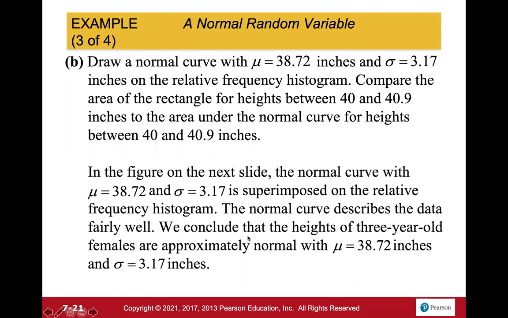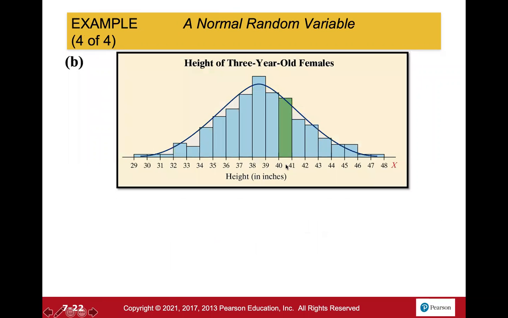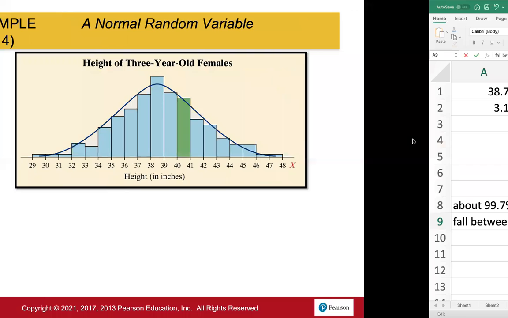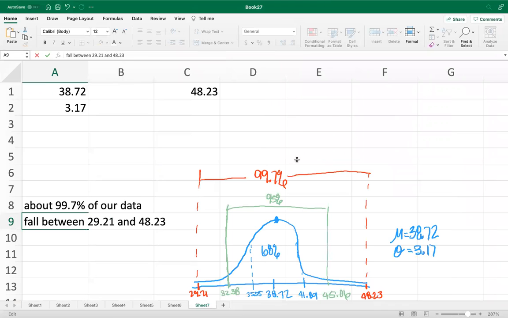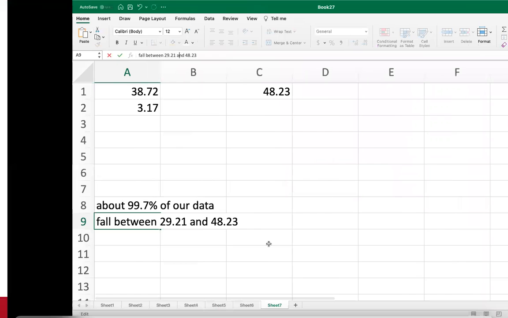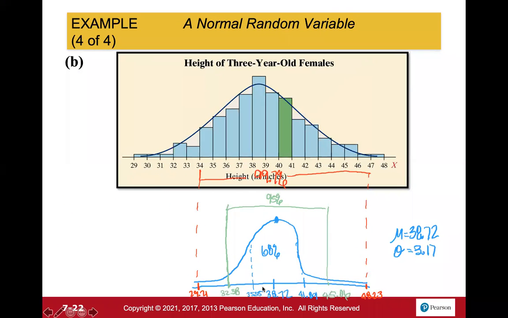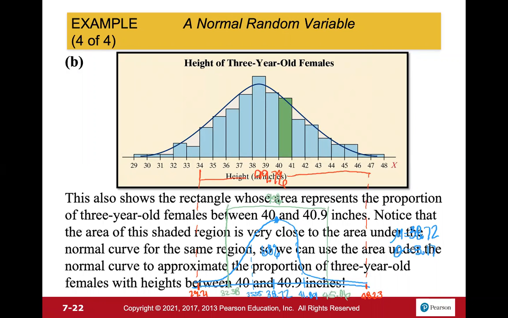And from here, they drew the inflection points. They drew 2 standard deviations left, 2 standard deviations right, or in this case, 3 standard deviations left, 3 standard deviations right. And their graph roughly looks like what we have drawn here. So they went 3 standard deviations and we got 29.21. 29.21 is about here-ish. That's 3 standard deviations away from the mean.